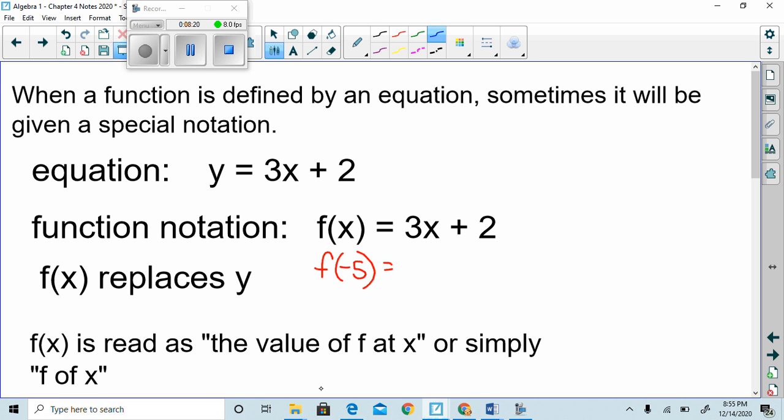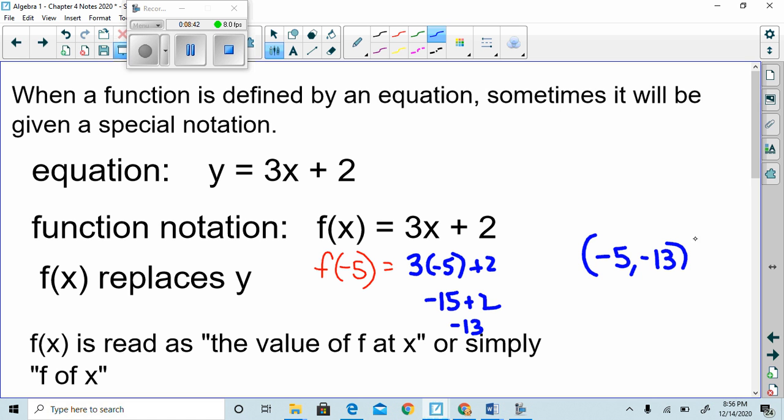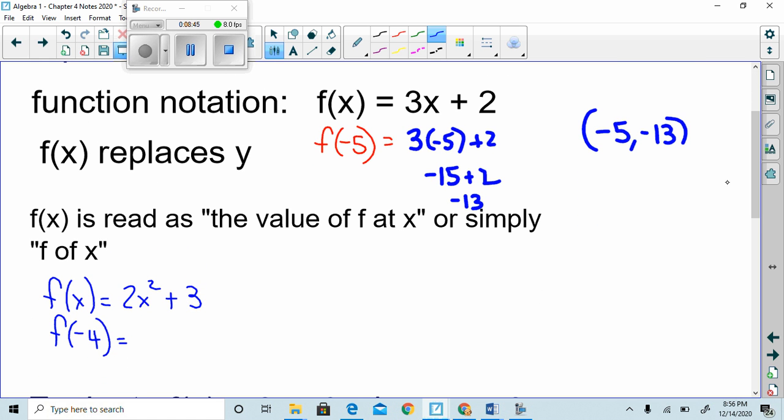This one says, let's evaluate this function. Let's input negative 5. So I'll have 3 times negative 5 plus 2. So that gives me negative 15 plus 2, which yields a negative 13. So when we input negative 5, our output is negative 13. Again, this is read f of x or f at x, and simplifying it, it just says that we're going to evaluate something at a given point. f is not considered a variable, it's the name of the function.